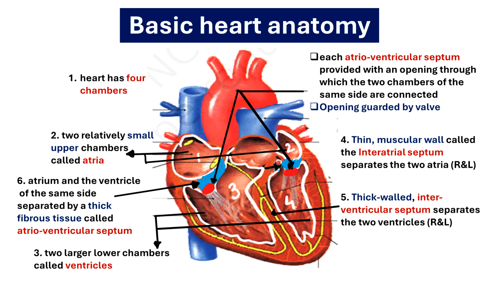For now, remember: human heart, 4 chambers, 2 atria, 2 ventricles. Atria are smaller in size than the ventricles. Between the atria, the interatrial septum. Between the ventricles, the interventricular septum. Between the atria and the ventricles of the same side, we have the atrioventricular septum, and the atrioventricular septum has openings guarded by valves. Basic anatomy clear?